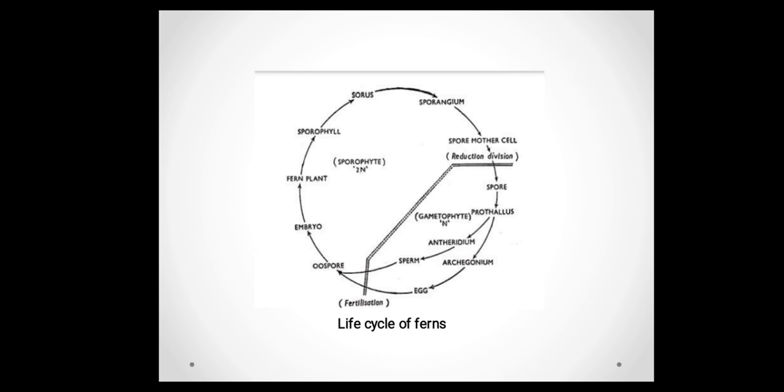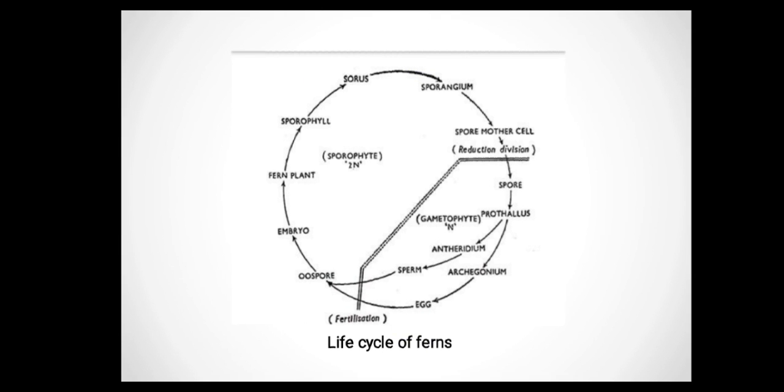This is the life cycle, diagrammatically. Let's see here. The fern plant produces sporophylls. Under the leaf we can see the sorus. Inside the sorus, the sporangium is present. The sporangium produces spore mother cells. Under reduction division, the spore mother cells produce spores. From the spores, cell division forms a prothallus, which bears the sex organs we have already seen.